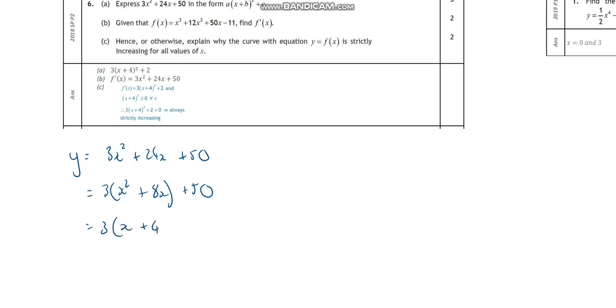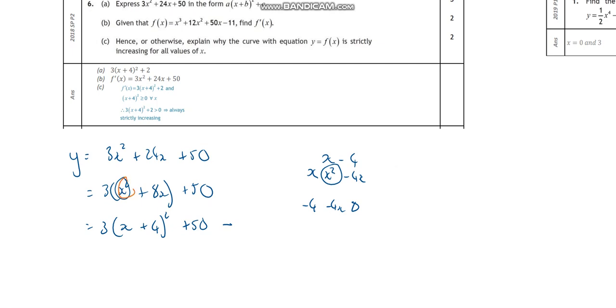It's 3 times (x plus 4) squared. So what I've done here is I've halved this middle term, and I get x plus 4 squared. The general rule is that the 50 stays where it is, but what I need to do is take away the thing I've generated in this bracket. If I was to break that bracket out, I've got x squared, 4x, 4x, and 16.